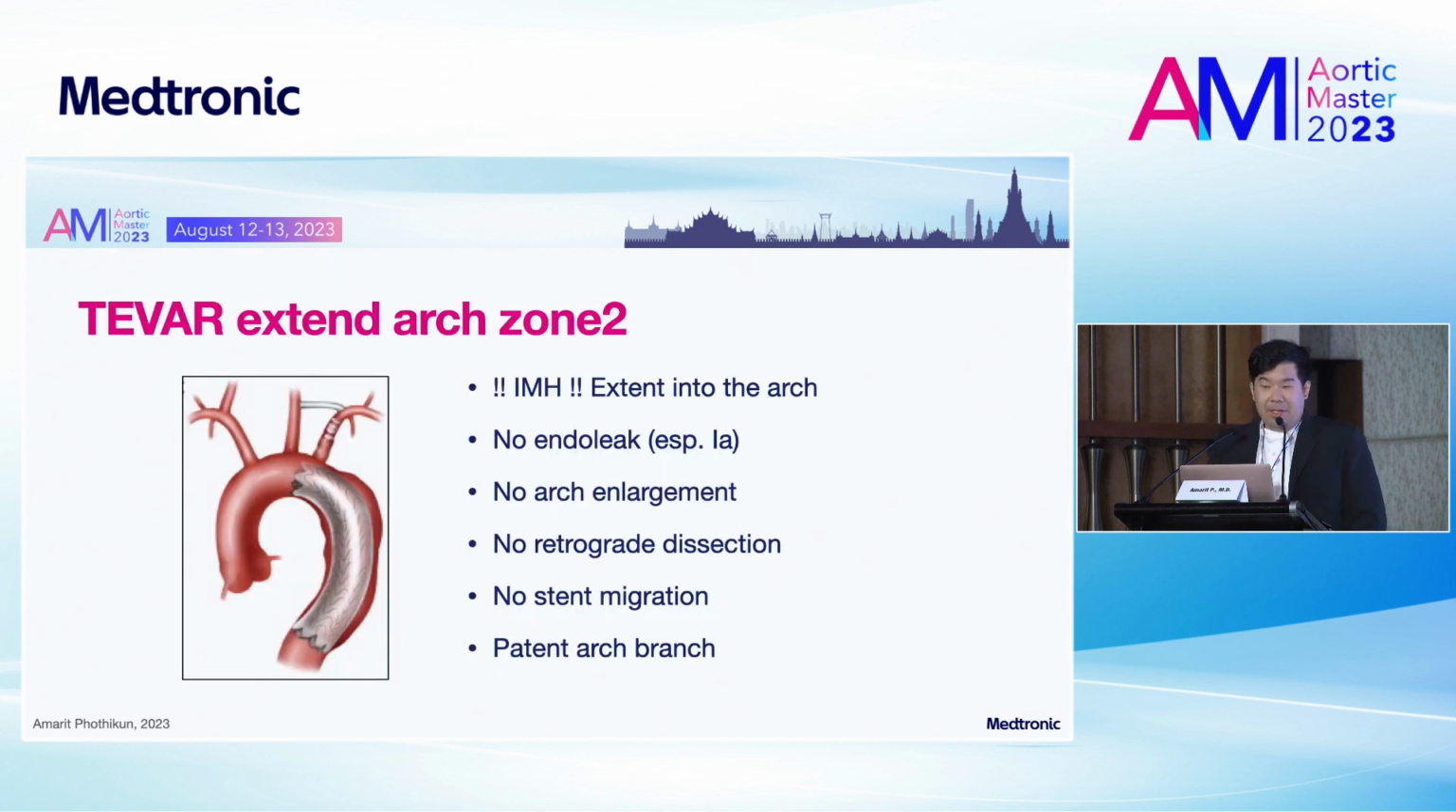So the conclusion in this case is that it is a little bit dangerous, because if we talk properly by the guideline, the disease starts on the aortic arch. We should use the proximal landing zone at the start of the intramural hematoma, but if it cannot be avoided, like this case, it may be a little safer to do the TEVAR zone 2 and follow up with CT. The result for this case is no endoleak, no arch enlargement, no retrograde dissection, no stent migration, and patency of all the arch branches and good remodeling of the aortic arch for this patient.